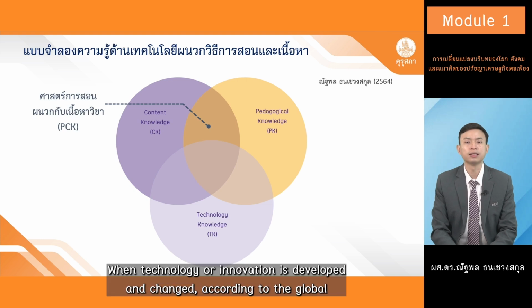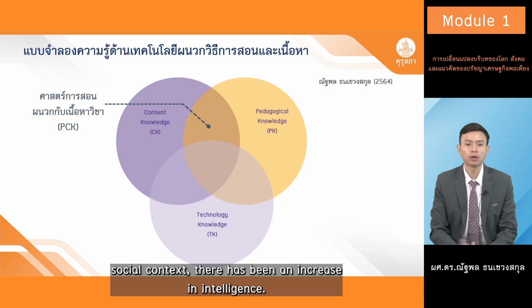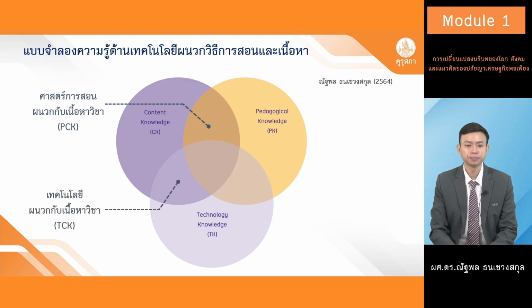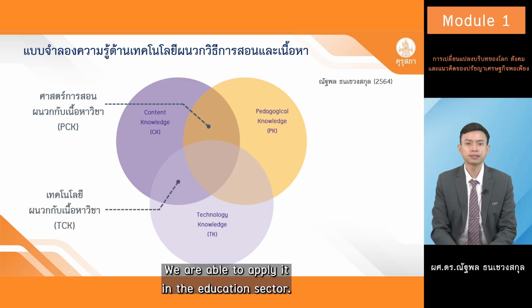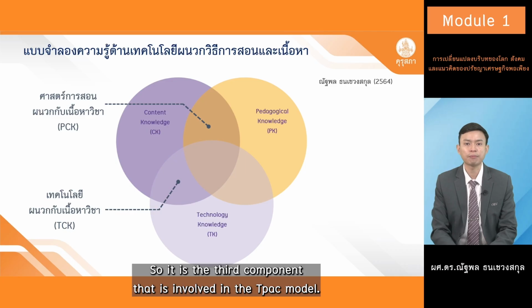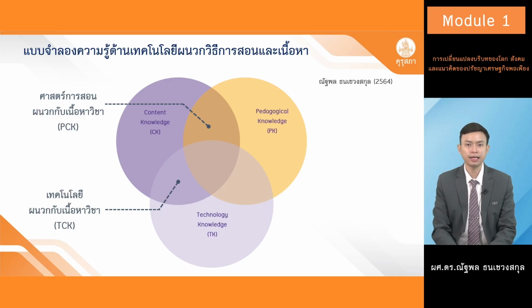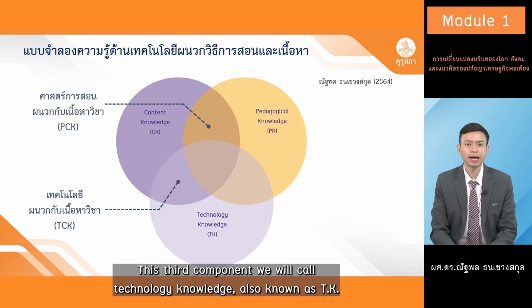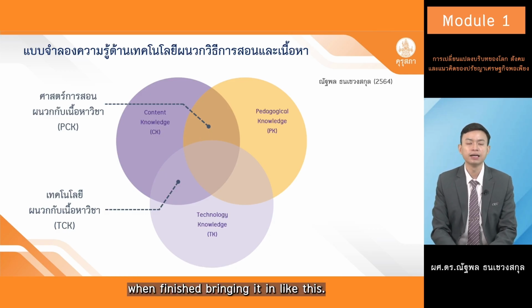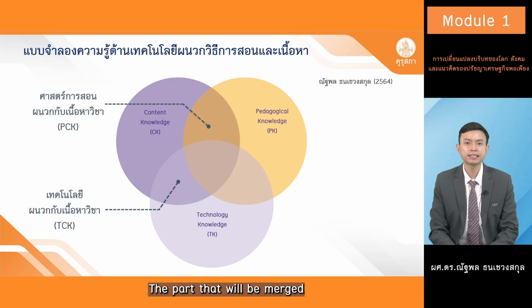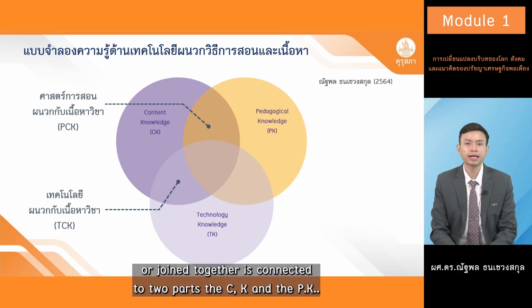When technology or innovation is developed and changed according to the global social context, there has been an increase in intelligence. We are able to apply it in the education sector, so it is the third component involved in the TPCK model. This third component we call technology knowledge, also known as TK. When we bring it in, it is merged and connected to two parts, the CK and the PK.